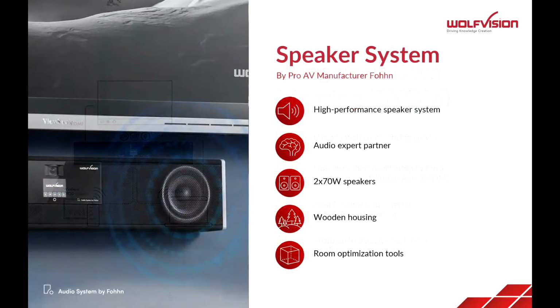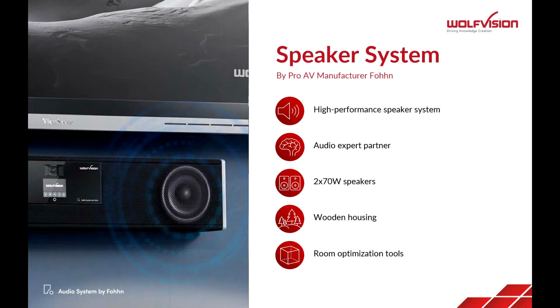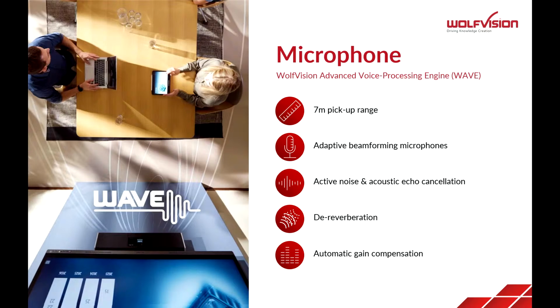So next one will be actually on the speakers. Speakers we are running on 2x70 watt speakers. Okay, so that's why it's very powerful. And then from there itself is the wooden housing, as I mentioned. That's why the optimization is there. And bringing forward, the microphone is actually a 7 meters pickup. It's developed by our own brand called Wave. In short, it's a Wood Vision Advanced Voice Processing Engine. And because of the beam forming microphones, it has acoustic echo cancellation.